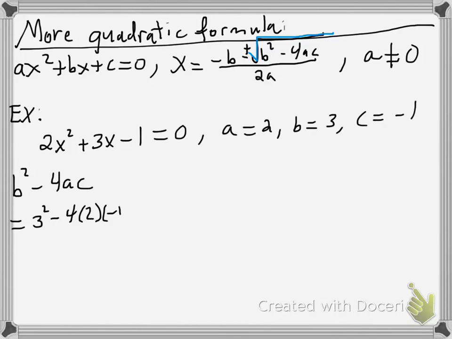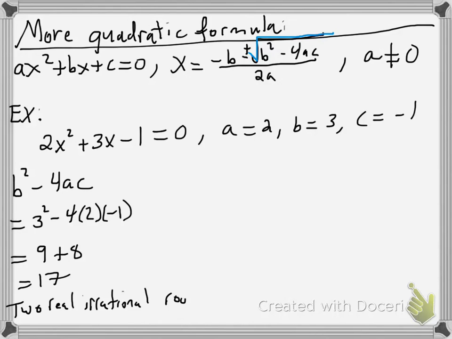So we're just substituting in for the a, b, and c. 3 squared is 9. 4 times 2 times negative 1. We have 2 negatives going on there, so it makes it a positive 8. And we get the discriminant 17, which is positive but not a perfect square, so that's going to tell us we have 2 real irrational roots.